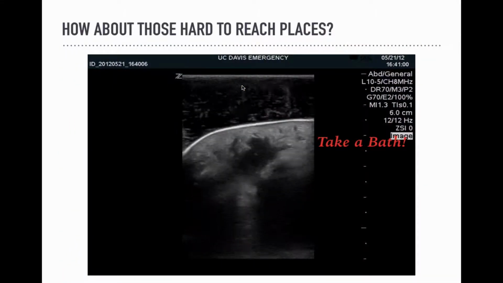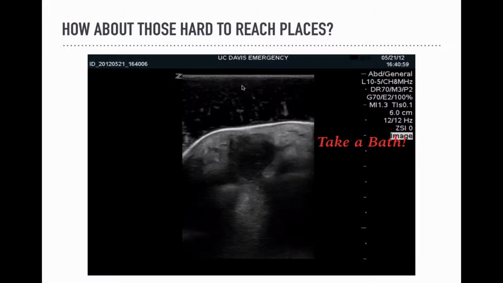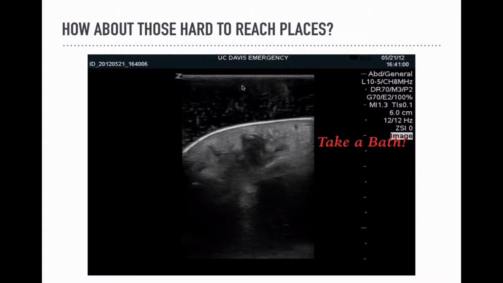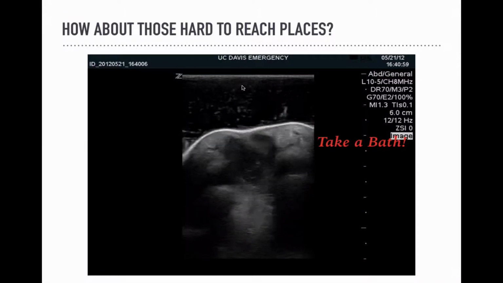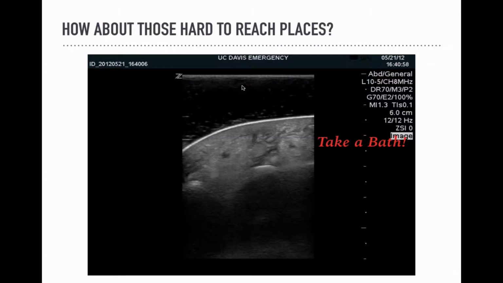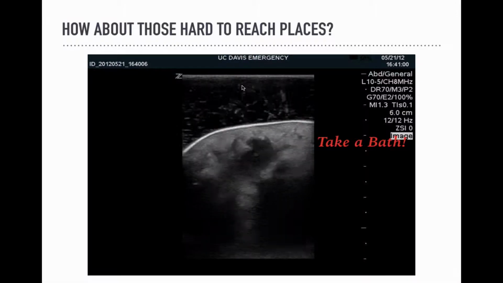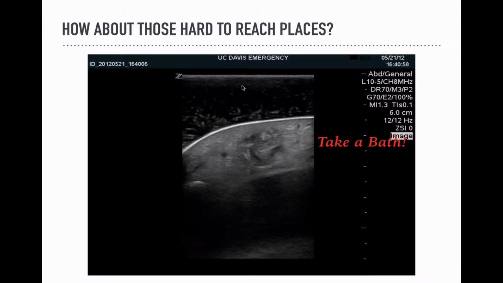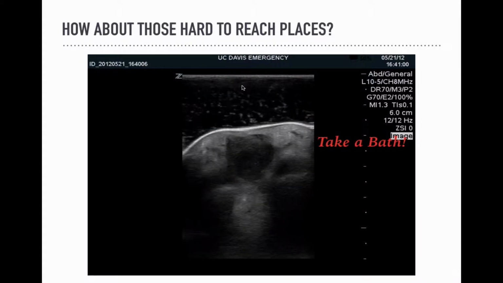So here's an example. All that anechoic fluid swirling around at the top of the image, that's water. We're in a water bath. And then we have a person's foot here, and you can just see that there's a clear abscess that we're scanning through and some cellulitic areas around that abscess. And it's easily identifiable in a water bath.